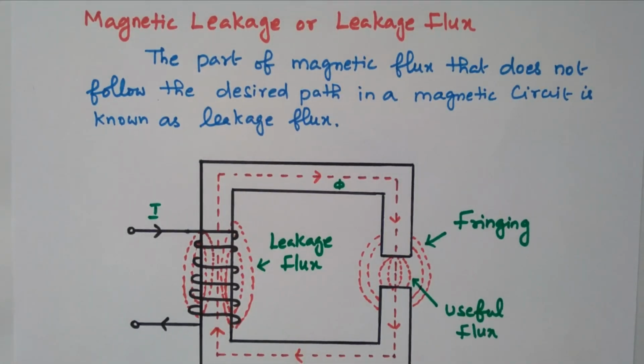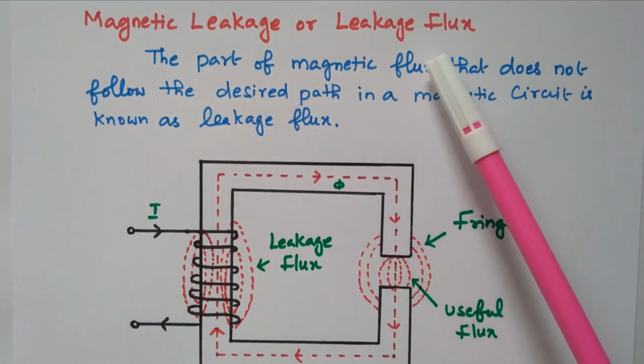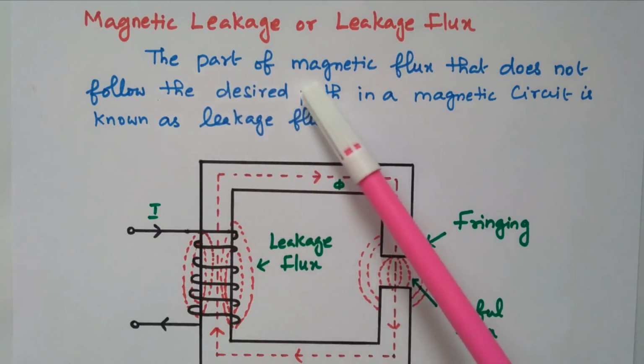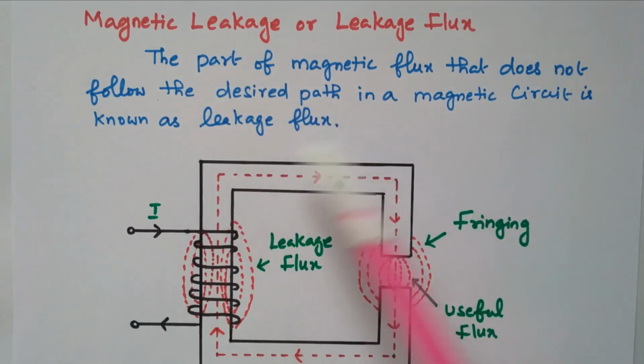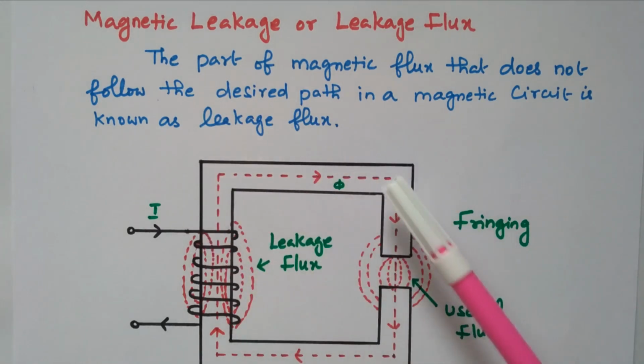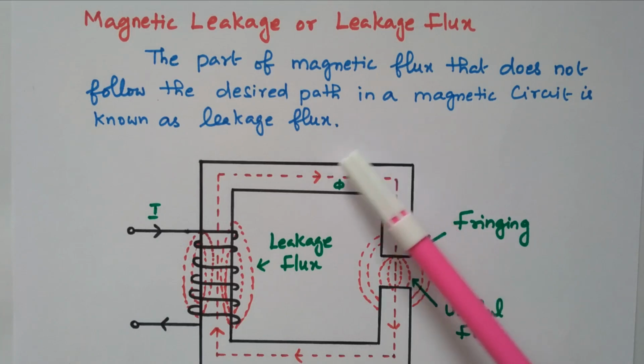Welcome viewers. In this video we will see the magnetic leakage or leakage flux. What is meant by leakage flux? The leakage flux is nothing but the part of magnetic flux that does not follow the desired path in a magnetic circuit. The magnetic fluxes are following a certain path. Some fluxes are deviating from that desired path, that is nothing but a leakage flux.